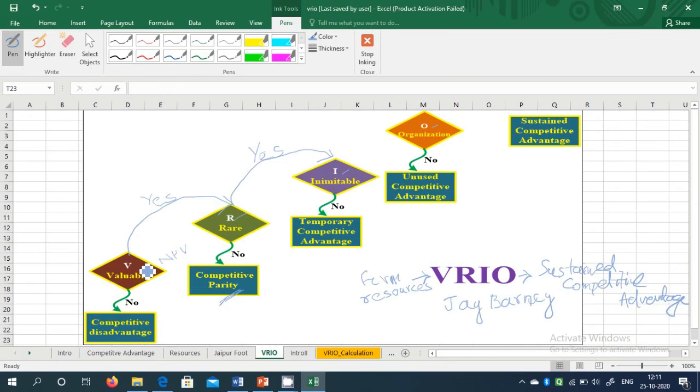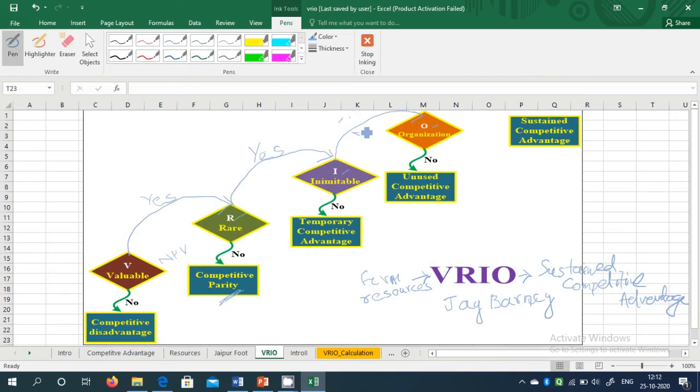If it is valuable, then we go for checking whether it is rare or not. You are having it, and very few people are having it, or only that particular firm is possessing it, then we say this is a rare product. Is this one inimitable, or can it be copied by others? If it is copied by others, then we say it is a temporary competitive advantage.